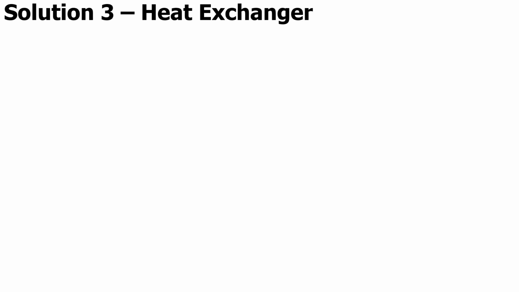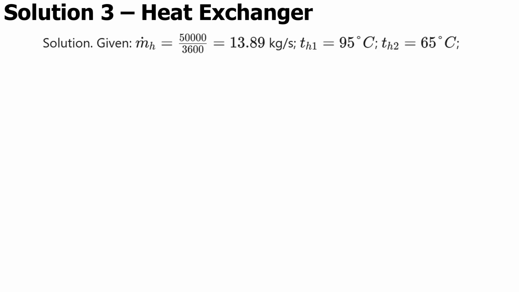Now let's begin with the solution by outlining the given parameters. The mass flow rate, mh dot, is 5,000 kilograms per hour. Its inlet temperature, Th1, is 95 degrees Celsius, and its outlet temperature, Th2, is 65 degrees Celsius.